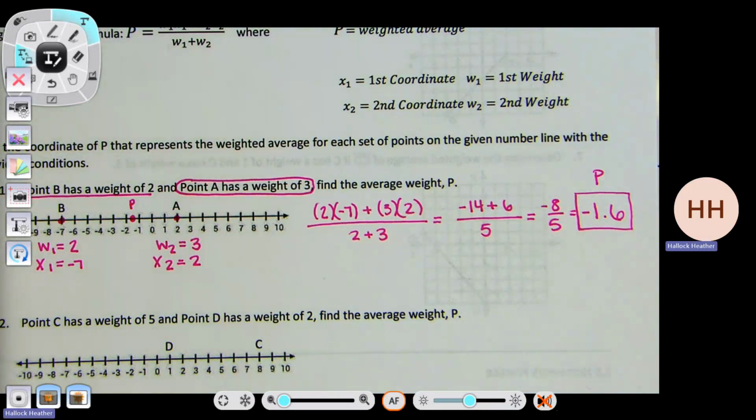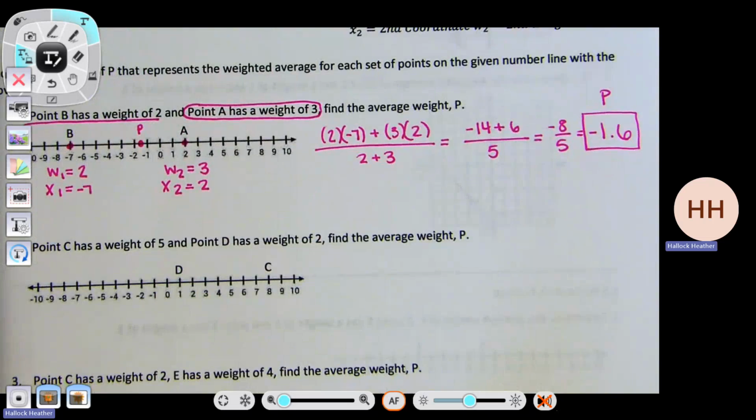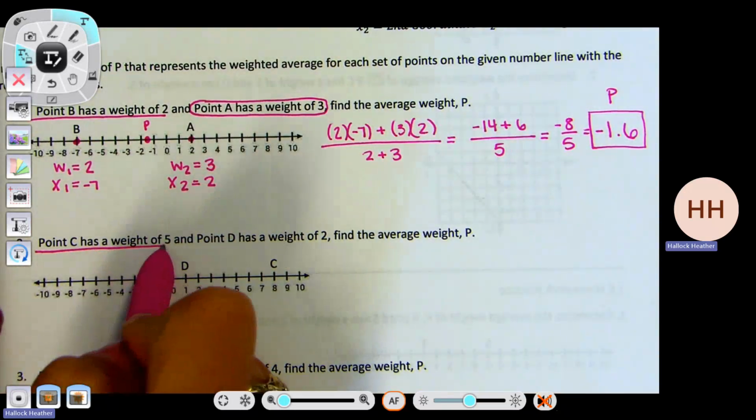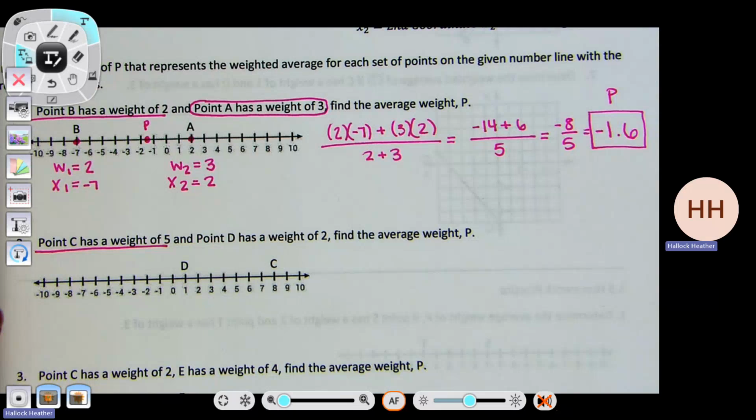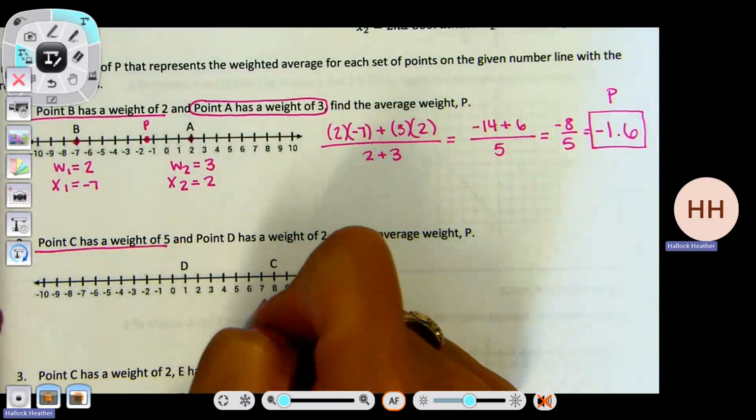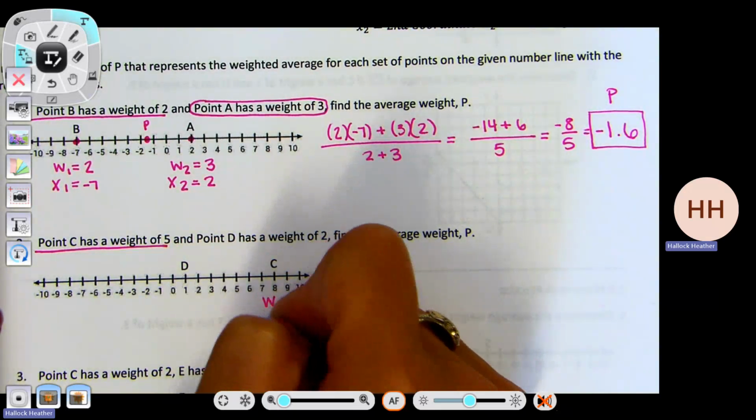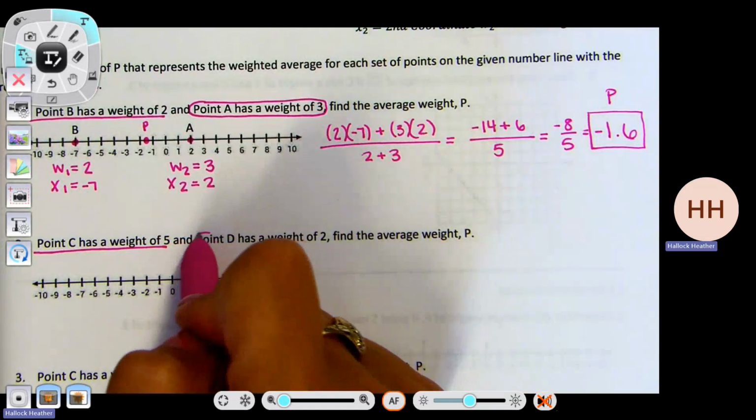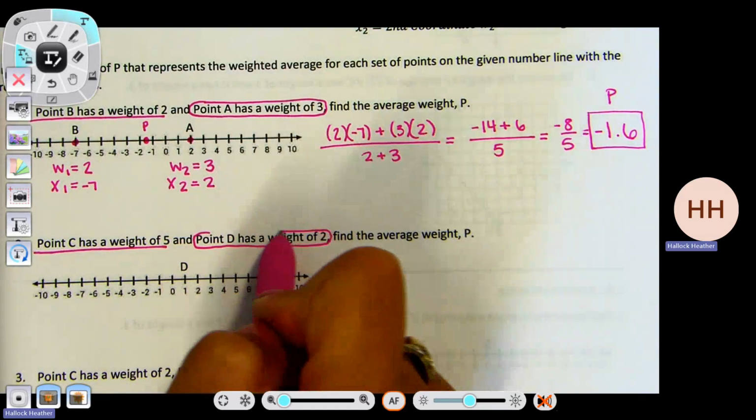Okay, let's try number 2. So number 2, we're going to do the same thing. We're going to kind of write underneath our graph, just kind of visually. I think it helps you plug in the numbers. So let's just read our sentence. It says point C has a weight of 5. So under C, I'm putting the weight. I'm just going to call this weight 1. It doesn't really matter which one is X1 and X2, because either way you're going to add it together. It says point D has a weight of 2.